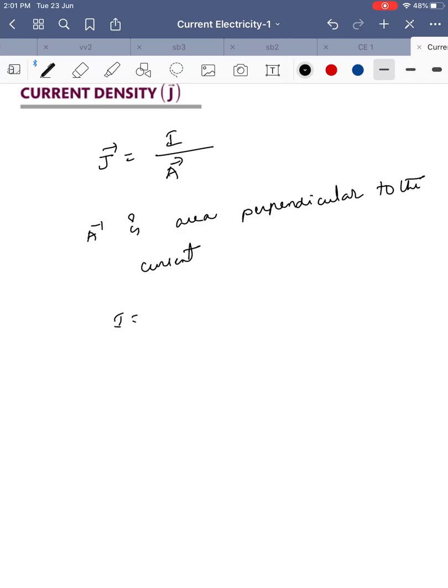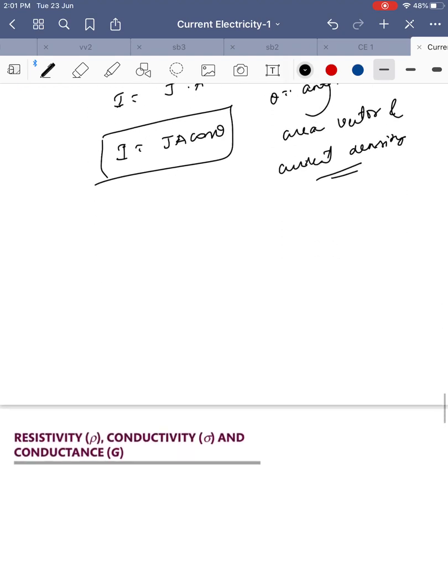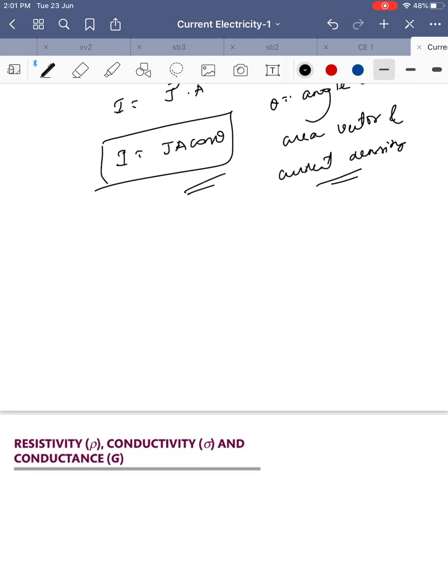So from here, I, the current, which is a scalar, can be written as J bar dot A bar. To remove the dot product, I is J A cos theta, where theta is the angle between the area vector and the current density. We shall discuss this in the next class. There are some questions on it.